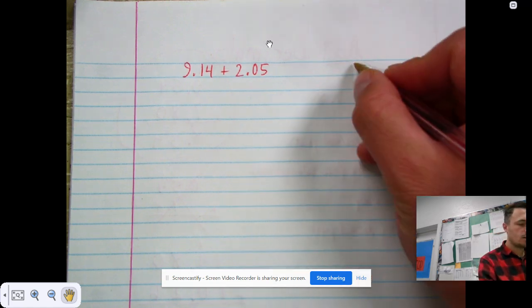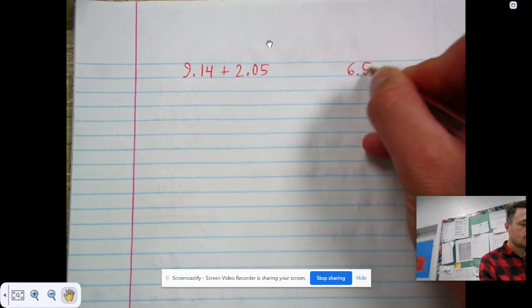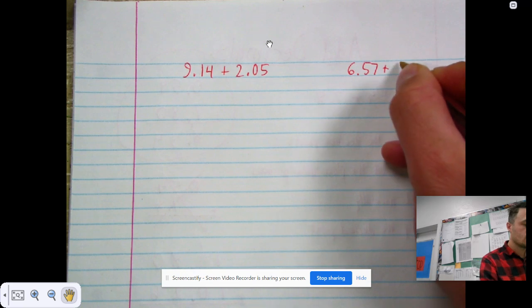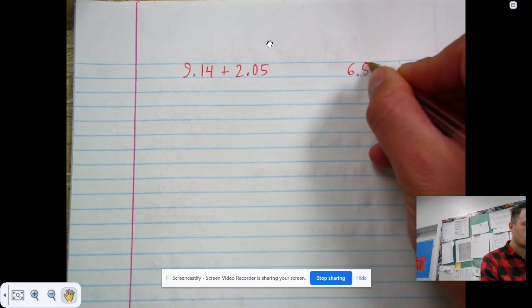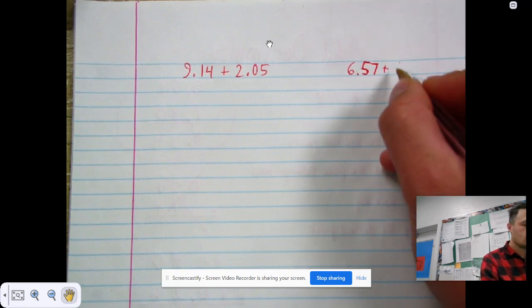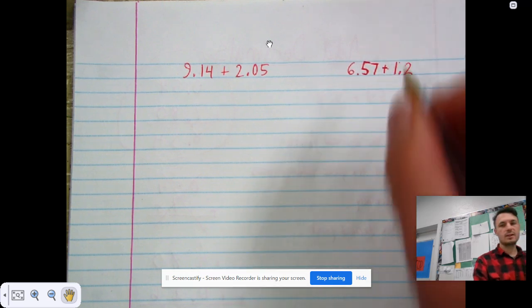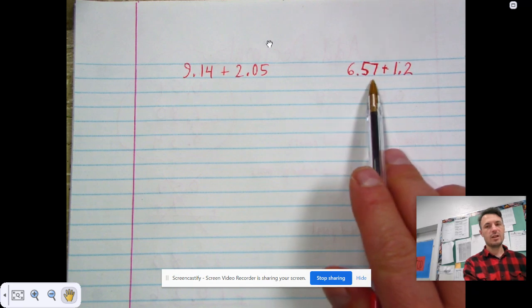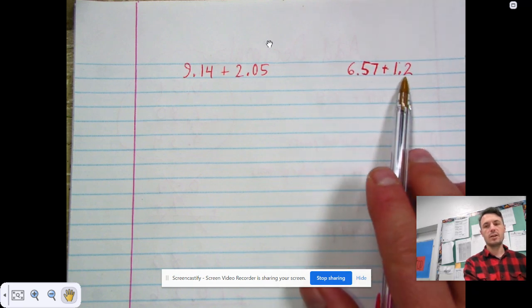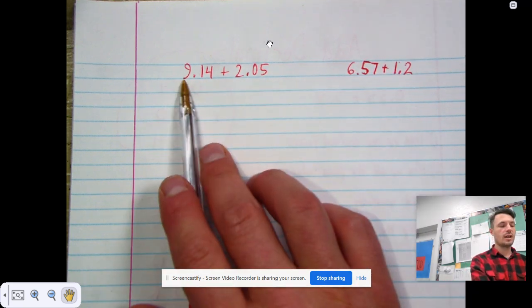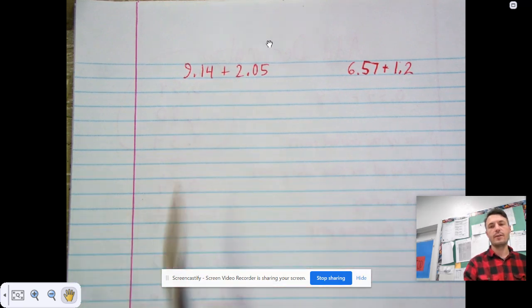And then I'd also like you to add 6 and 57 hundredths, that's a 57, sorry for my handwriting, plus 1 and 2 tenths. So that's 6 and 57 hundredths plus 1 and 2 tenths. And then the first problem is 9 and 14 hundredths plus 2 and 5 hundredths.